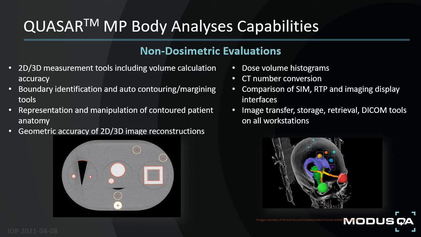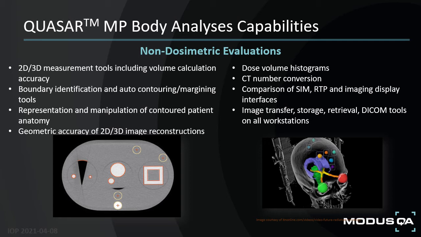And so, in summary, what does this mean in terms of the MP body's analysis capabilities? Well, with the combination of the comprehensive insert library and the phantom body in general, physicists can perform quite a wide variety of QA testing, both dosimetric and non-dosimetric. So, in terms of the non-dosimetric evaluations, I have taken the opportunity to list out a few tests that can be conducted with the MP body, although a few of them we have spoken about before in the previous slide.